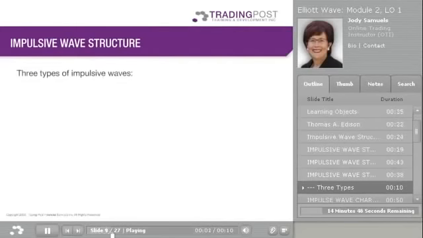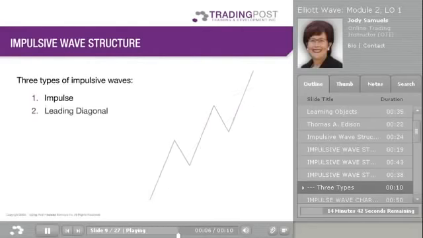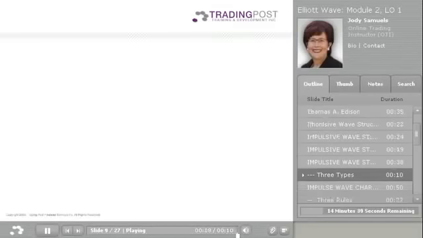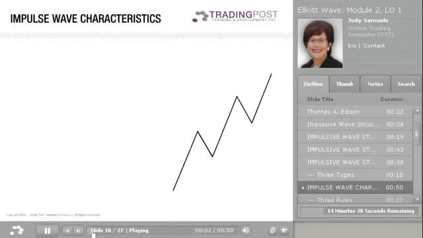There are 3 types of impulsive waves: impulse, the leading diagonal, and the ending diagonal. Impulses are the fundamental element of Elliott wave patterns and the most common of the impulsive wave structures. Impulses consist of 5 separate movements.